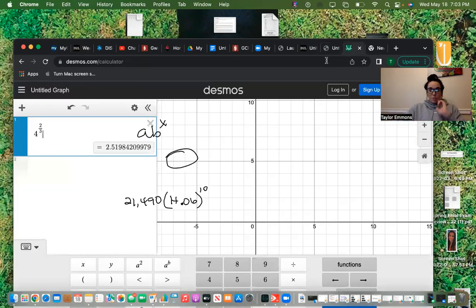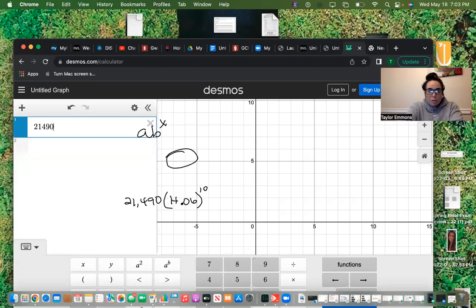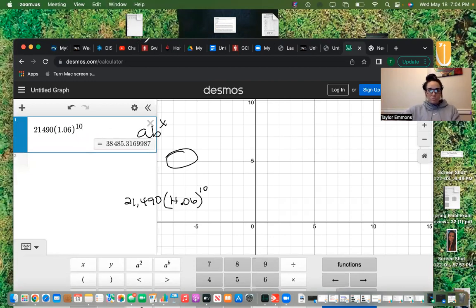And because I'm not doing this math in my head, we're going to type it into our calculator. We're going to raise it to the 10th power. So that's going to be 38,485.32, which you can't really have half of a user. So we're going to say 38,485. And that's it.